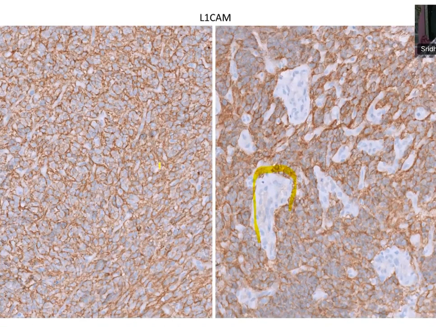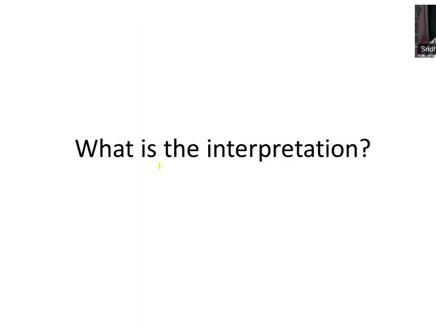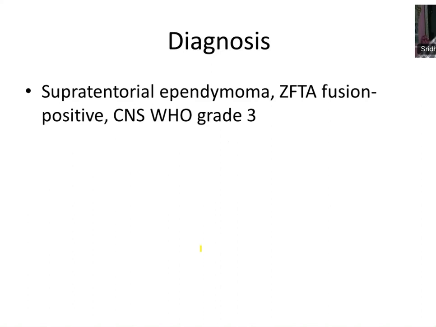So how will you write the report? So what is the interpretation finally? Supratentorial ependymoma, ZFTA fusion positive. Then we will grade accordingly. So what grade? You saw that there is no necrosis and everything. What are the grades of ependymoma available? Grade 3. Grade 3. That's fine.